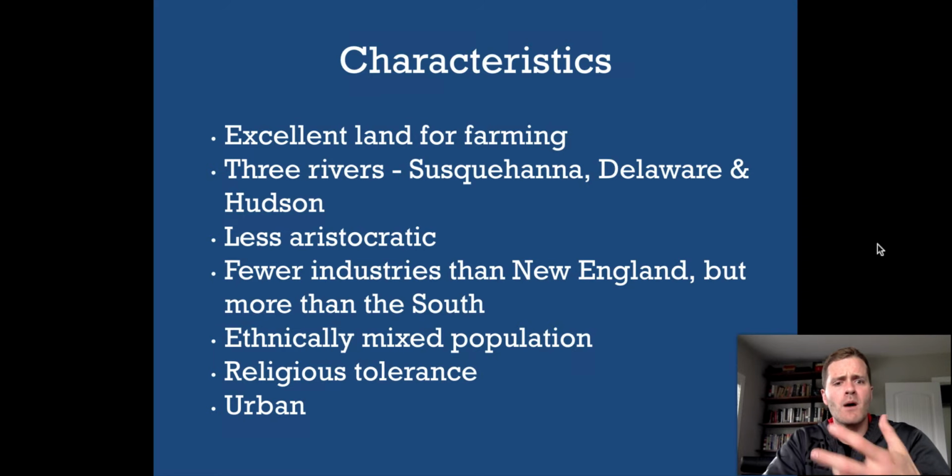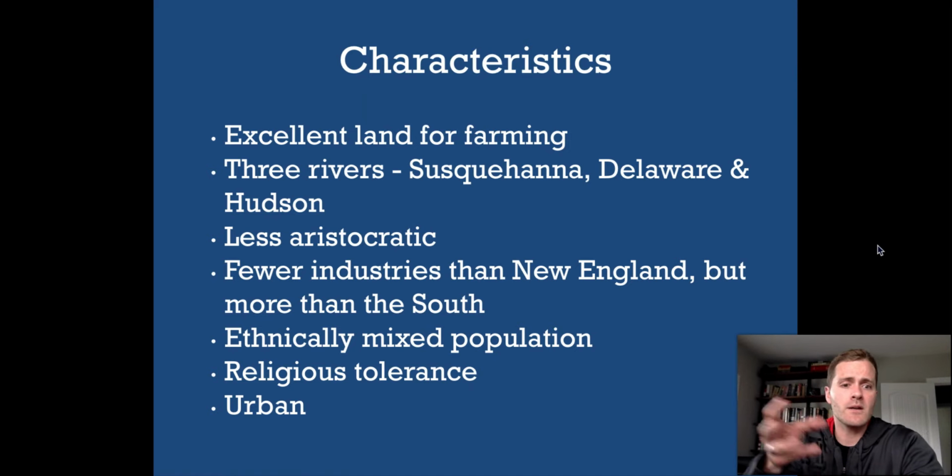We're going to see fewer small industry than New England, but more than in the South. We're going to see much more diversity in the middle colonies, ethnically speaking and economically speaking, there's much more mixture of stuff. We're going to see way more religious tolerance in the middle colonies than in New England or the South, specifically than New England. And much more urbanization in large cities in the middle colonies than we do in the South. The two main to know would be Philadelphia and New York City, which are the two biggest seaports for imports and exports in the British North American colonies.